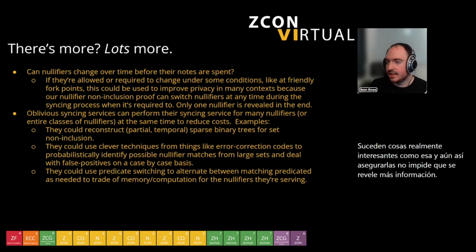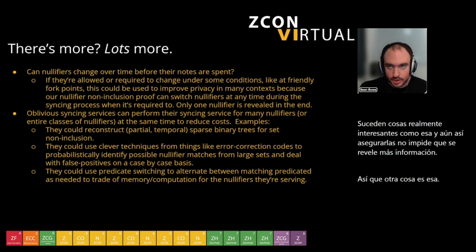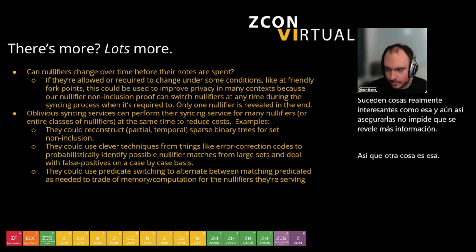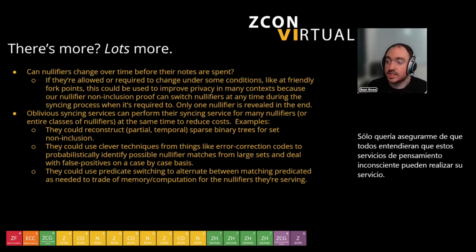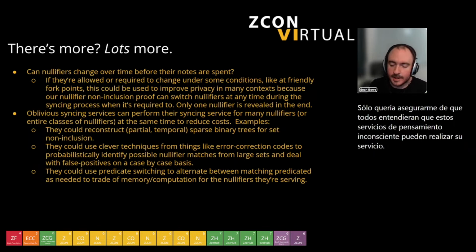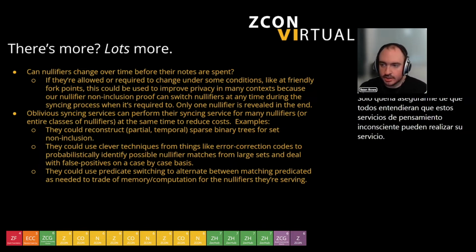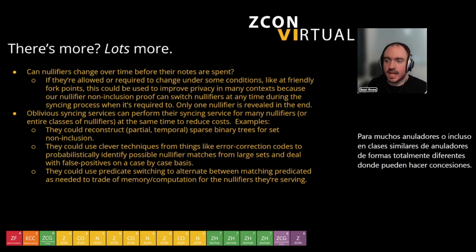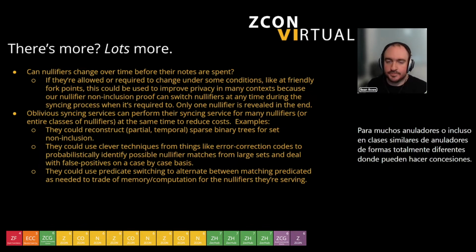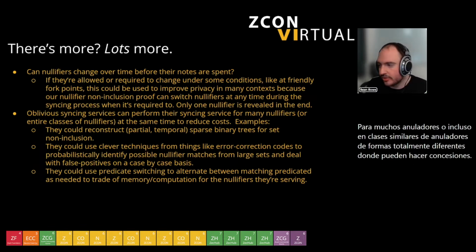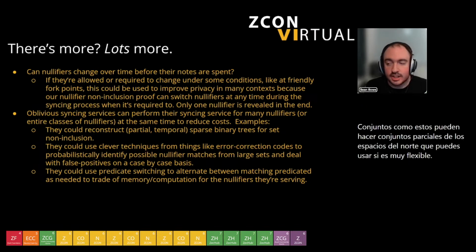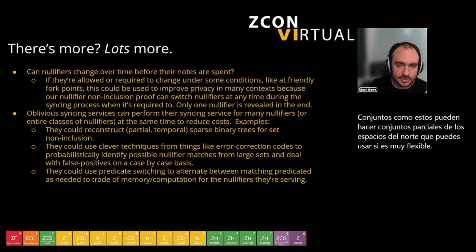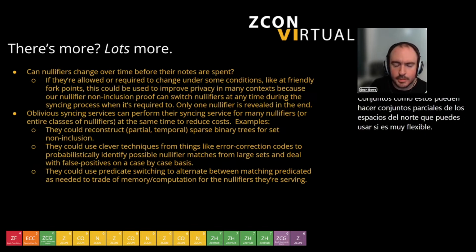So another thing is that I just wanted to make sure that everyone understood these oblivious syncing services. They can perform their service for many nullifiers, or even in classes of nullifiers, in totally different ways, where they can make trade-offs in the time frames that they construct, that they sync for. They can do partial sets, or subspaces of the nullifier space. It's very flexible, because if you know the nullifiers you're looking at in advance, you can even do more things using batches of nullifiers that you're syncing for, using probabilistic sieves sort of.